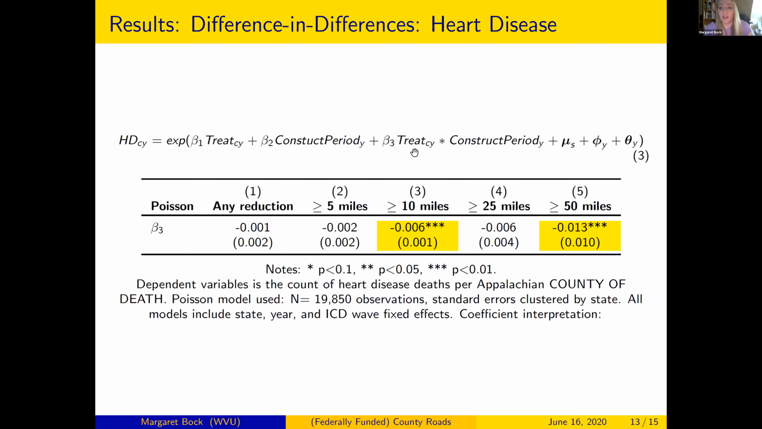And I can define treatment in various ways, which is a benefit of this approach compared to the IV, because I'm able to tease out the heterogeneity across these different distance changes. So I can define treatment as if a county got at least 5 miles closer during this 10-year period, or if a county got at least 50 miles closer during this 10-year period. So this would be a really small change in the distance, and this would be a very large change.